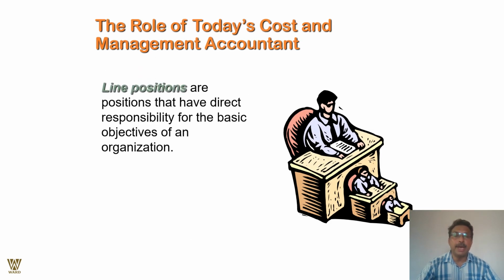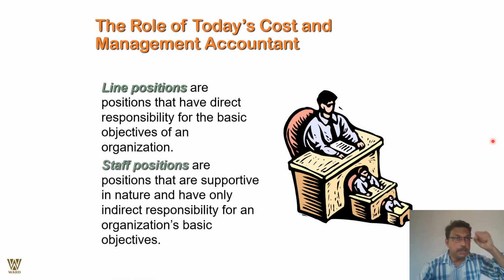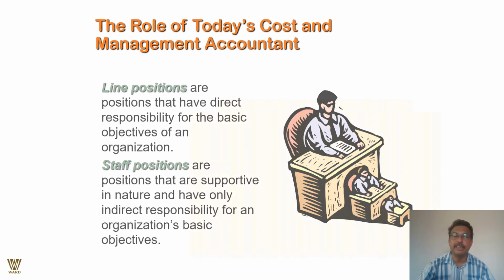The role of the cost management accountant, what is it? CMA, cost and management accountant, is a line position that has direct responsibility for the basic objective of the organization, which is to increase profitability, to increase viability, increase more revenue, cut down cost, curtail cost. Staff positions are positions that are supportive in nature and have only indirect responsibility for an organization's basic objective per se.